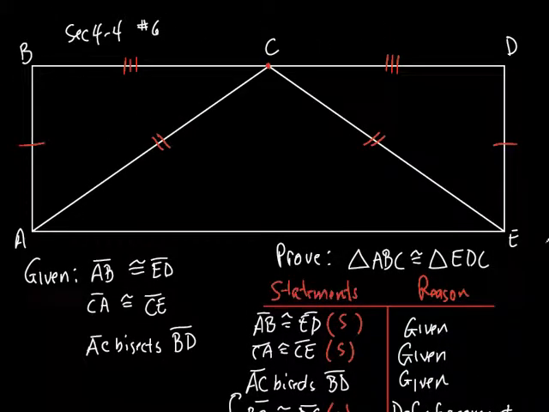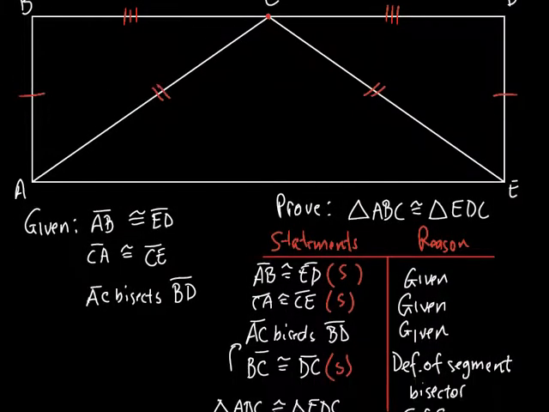What do you think? It's not so bad, is it? Yeah. So really, the only kind of hard thing maybe to understand is that when they told you that AC bisects this to make BC equal to DC, right? And then you just have to have a reason to back it up. And your reason is definition of a bisector.